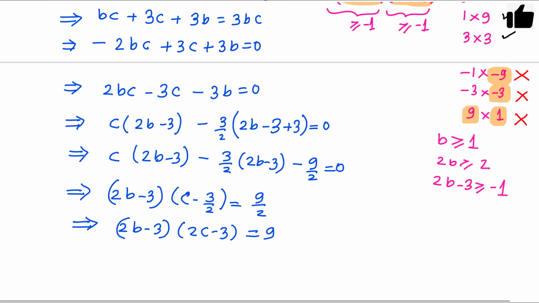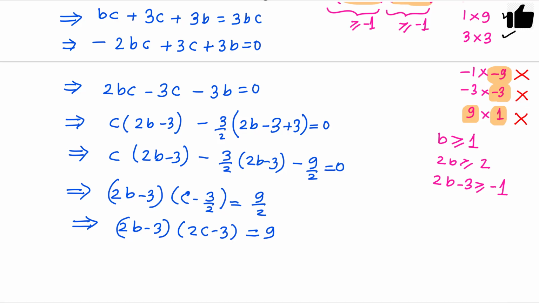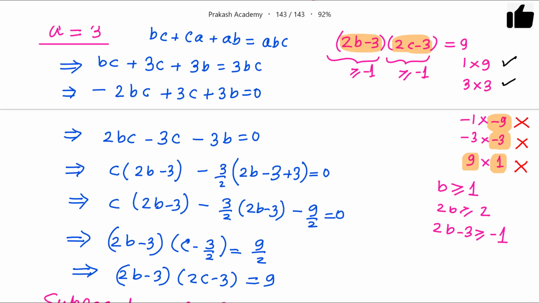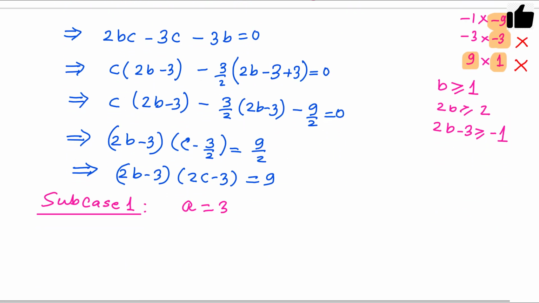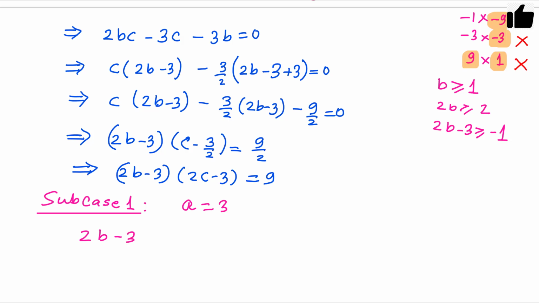So let us consider these two cases. So this is for A is equal to 3, subcase 1. I am calling this subcase 1 because I know that A is equal to 3. So in this case 2B minus 3 is 1 and 2C minus 3 is 9. So from here I can say 2B is equal to 4, this means B is equal to 2, and 2C is equal to 12, this means C is equal to 6.